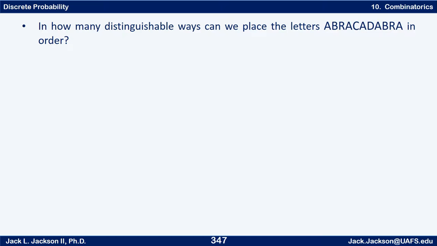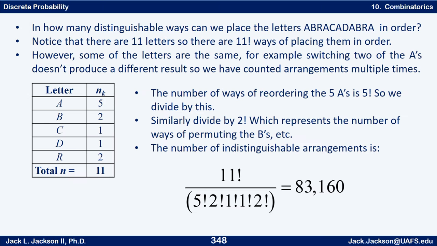Well, there are 1, 2, 3, 4, 5, 6, 7, 8, 9, 10, 11 letters there. So if we put those letters in order, there are 11 factorial ways of putting them in order. But some of those you can't tell apart because you've got a bunch of A's. There's more than one B and so forth. And so some of those, switching the A's around doesn't change anything, or switching the B's around doesn't change the word, or at least the order of the letters.